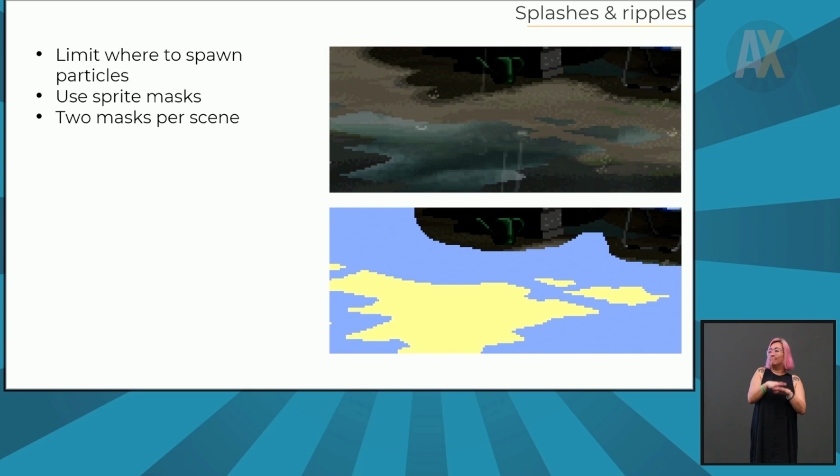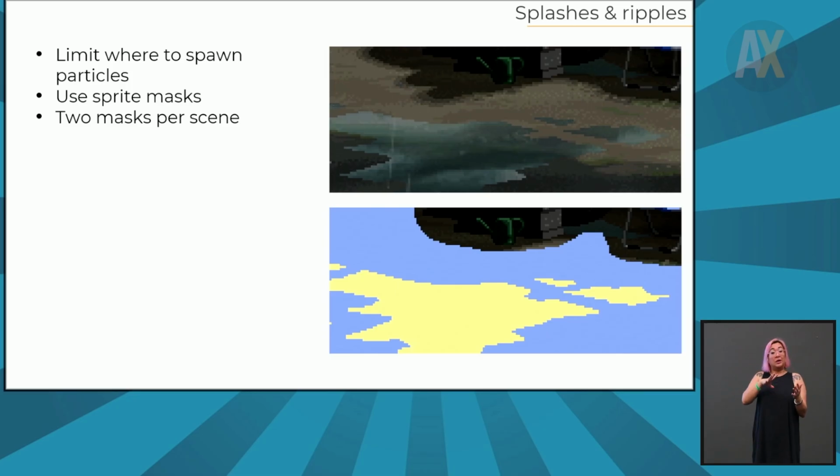We, of course, though, needed to control where to play the splashes and ripples. We only want the splashes to occur on the ground and not on walls or characters. And the ripples should only play in actual puddles. So to solve this, we need to draw out sprite masks.